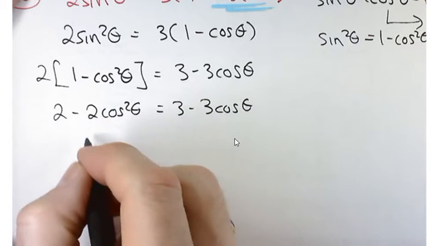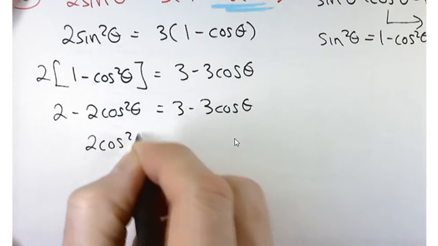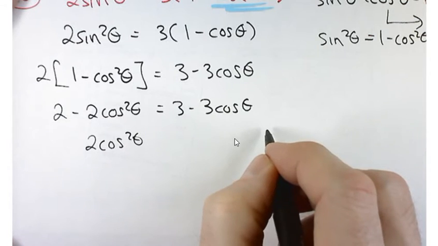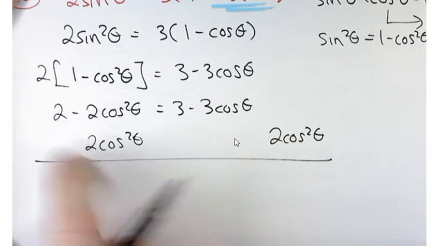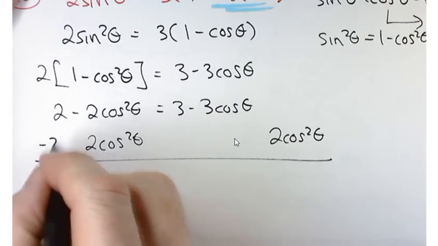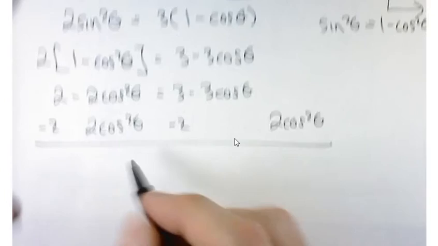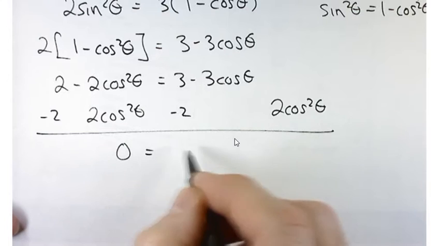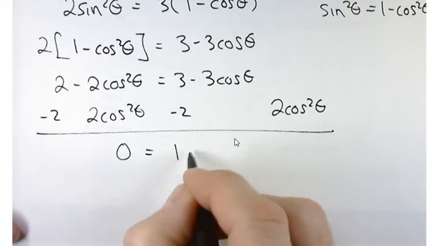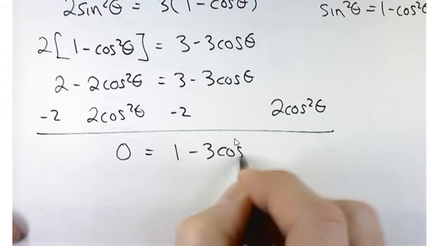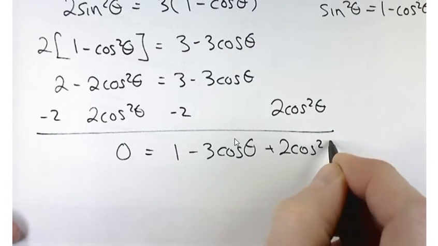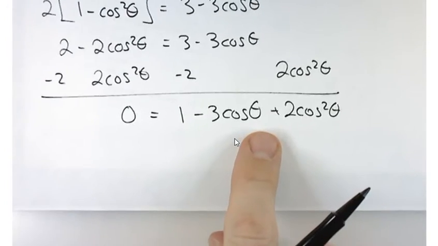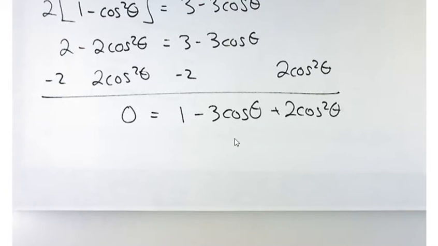Let me add 2 cosine squared of theta to both sides. And I'll subtract 2 from both sides. That gets a 0 on the left-hand side. And I get 1 minus 3 cosine of theta plus 2 cosine squared of theta. That's what I wanted. I wanted a quadratic equation on one side.